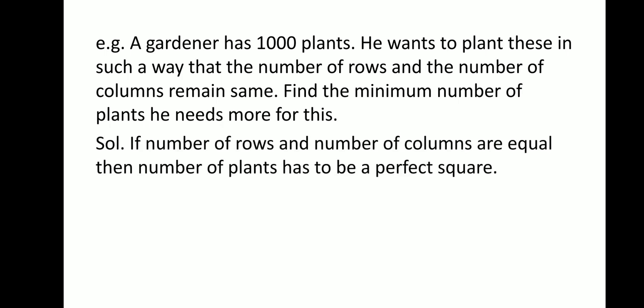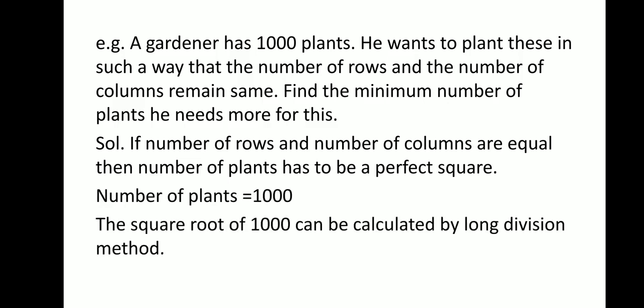Students, if the number of rows and number of columns are equal, then the number of plants has to be a perfect square. From the question we have noted this. It means the number of plants given is 1,000, and we need the square root of 1,000. Here we are supposed to find the minimum number of plants he needs more for this. It means that 1,000 plants are already with the gardener, and how many more plants will be required so that the number of rows and number of columns remain the same.